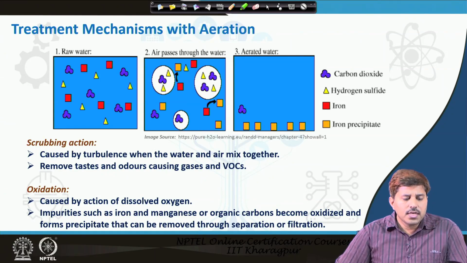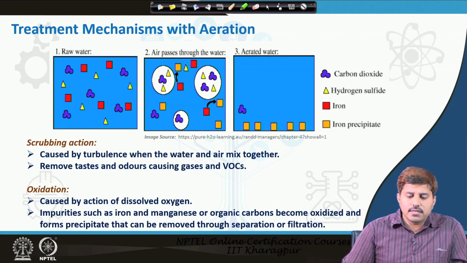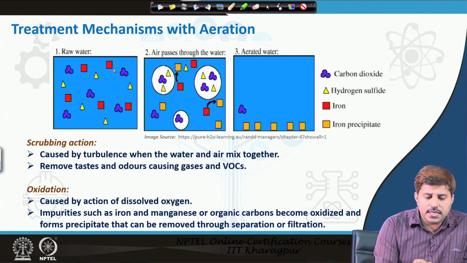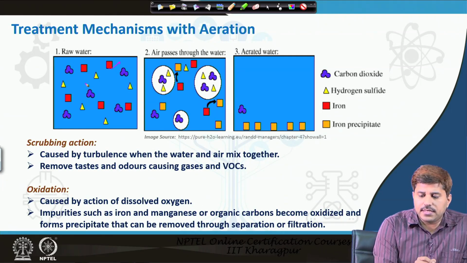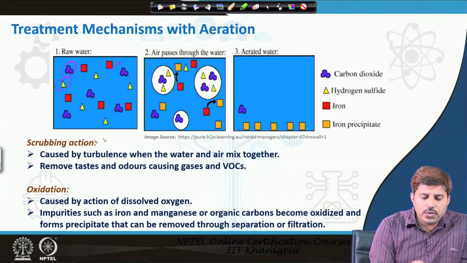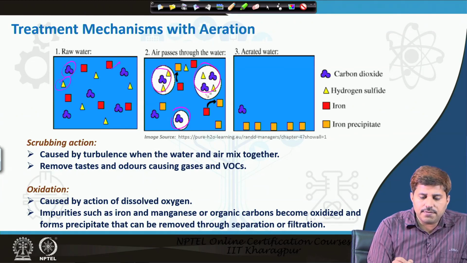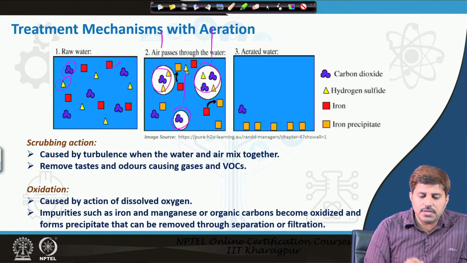the vapor phase. So, if you see the example over here, say these red blocks are of iron and these are the carbon dioxide and hydrogen sulfide gases. So, when oxygen is passed, these things can be trapped in the air phase and can leave the system through scrubbing action.